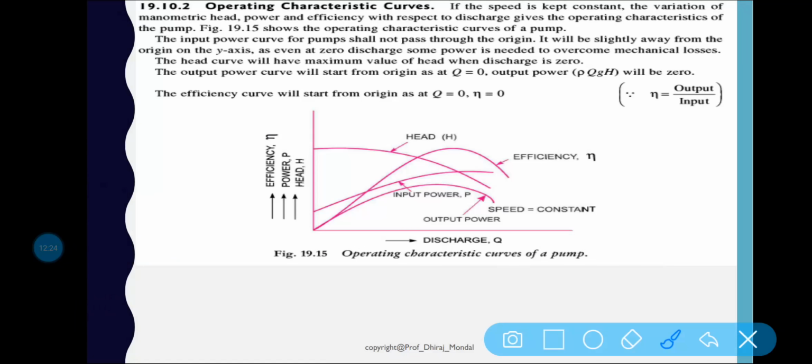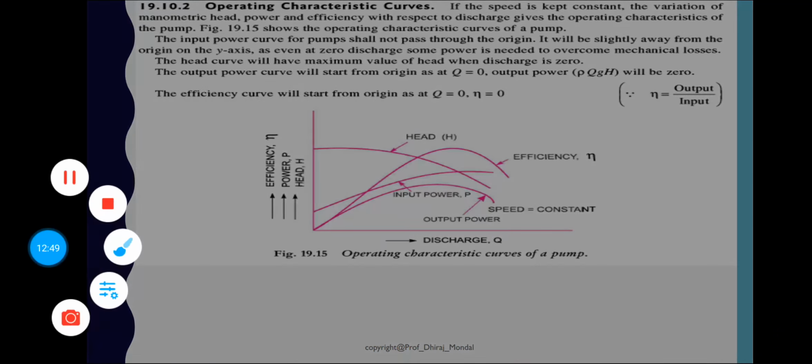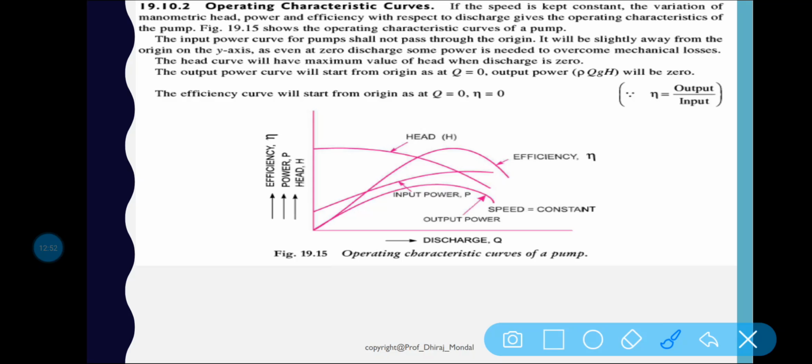You can see with respect to head and discharge, this is your head. If you are increasing the discharge, the head is in decreasing order. Here is the efficiency; remember the speed is kept constant. The efficiency increases, but then it decreases. The head is in decreasing order. Then you can see this is your input power, which is increasing, and this one is your output power.